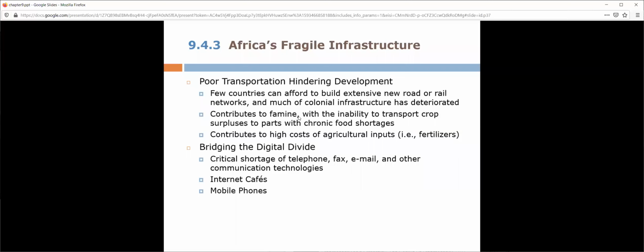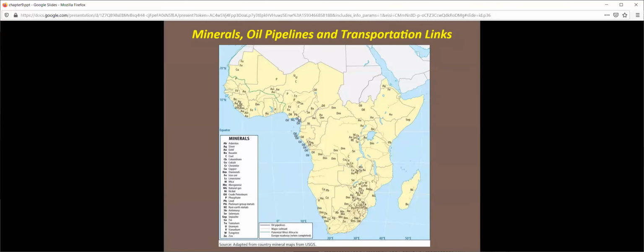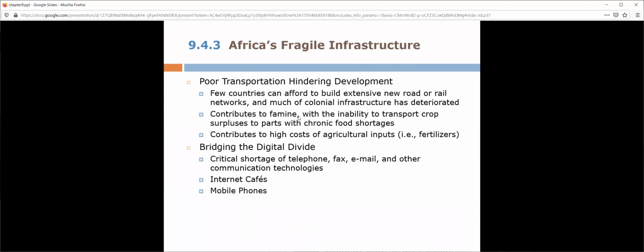Very fragile infrastructure, very poor transportation. Few countries can afford to build extensive new railways and roadways, and that means they are left essentially using the roads that the colonial powers built 100, 200, 300 years ago. That's an issue. What food you do have, you can't get it to the people that need it. You have this growing divide going on here, where the people that can afford to build the railways to send out these natural resources, as pictured here, keep getting richer. And then there are people starving to death because they only have a dirt road to travel on.